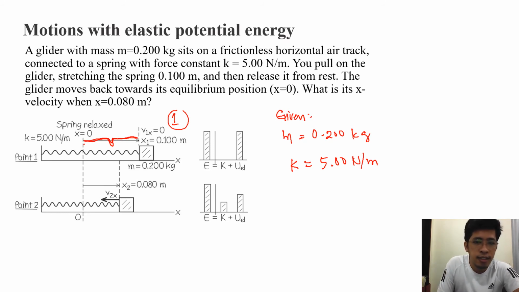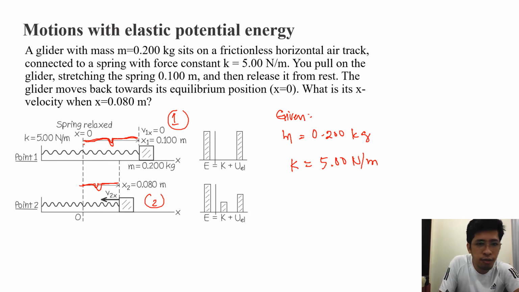So the glider moves back towards its equilibrium position, as always, because of the restoring force of the spring. What is its x velocity when x is equal to 0.080 meters? So when it returns toward its original position, we are at this point here, when x is equal to 0.080 meters. We call this one event 2, or activity 2.